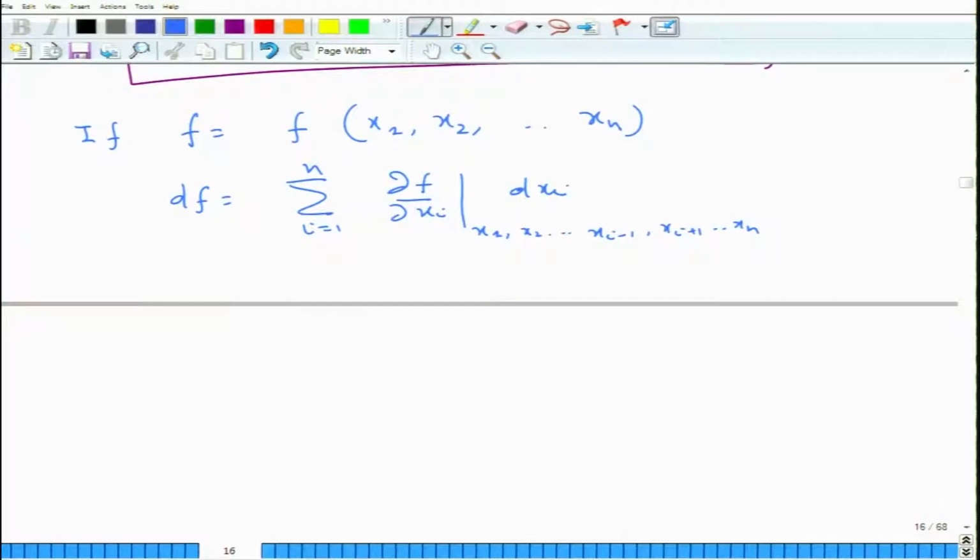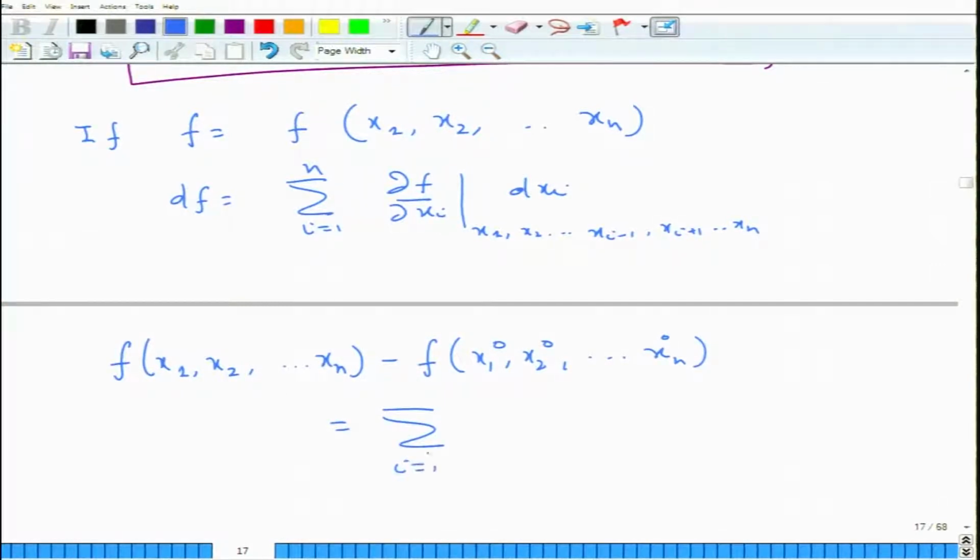We can integrate this also. So, if you integrate this from x1 zero to x1, then we can get f of x1, x2 and so on minus f of x1 0, x2 0. This is nothing but the summation of i equal to 1 to n of the integral across the path we are going to take of del f by del xi dxi. Now, remember that the left hand side is independent of the path, but the right hand side expressions will depend on which path you are going to take.